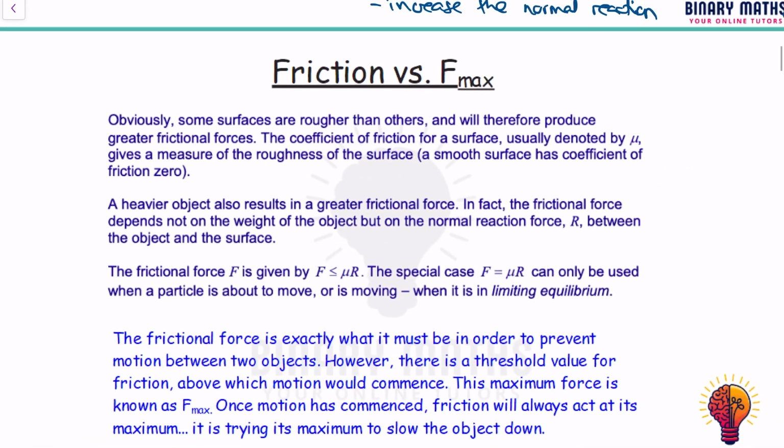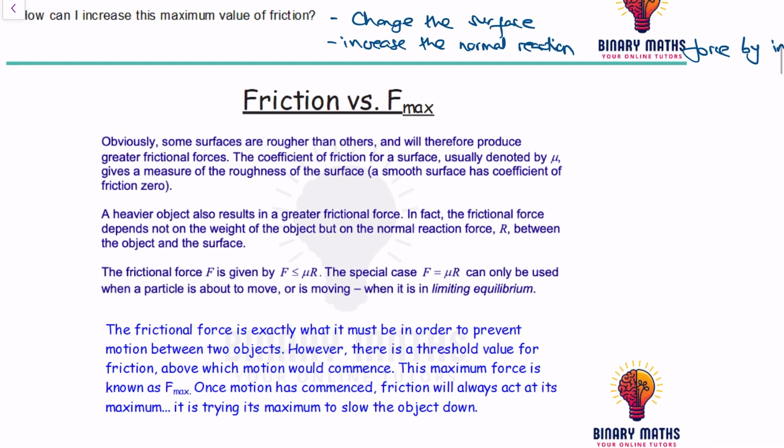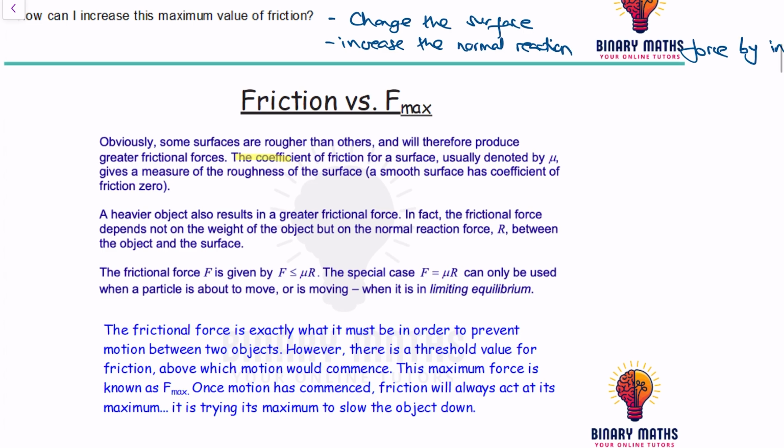Okay, friction versus Fmax. Let's go through that now. Obviously some surfaces are rougher than others and will therefore produce greater frictional force. The coefficient of friction for a surface, usually denoted by mu, gives a measure of the roughness of the surface. A smooth surface has coefficient of friction equal to 0. A heavier object also results in a greater frictional force. In fact, the frictional force depends not on the weight of the object, but on the normal reaction R between the object and the surface.